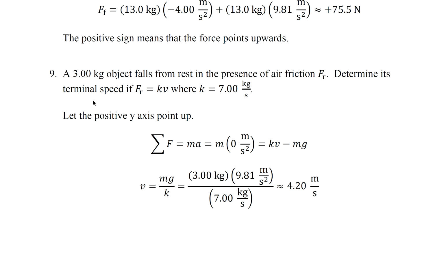Question 9. A 3-kilogram object falls from rest in the presence of air friction, F sub r. r means resistance force. Determine its terminal speed if the resistance force is kv where k is equal to 7. So let's set positive y point up. It says terminal speed. So terminal speed is when acceleration is 0. So now we have 0 equals kv minus mg. Let's solve for v, for velocity, speed. We get about 4.20 meters per second.